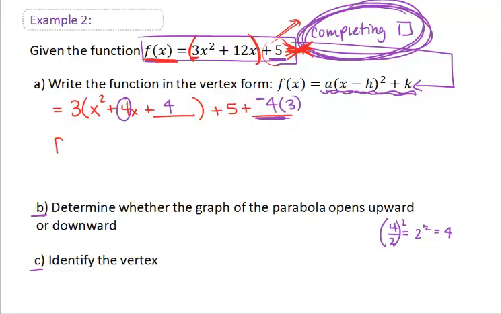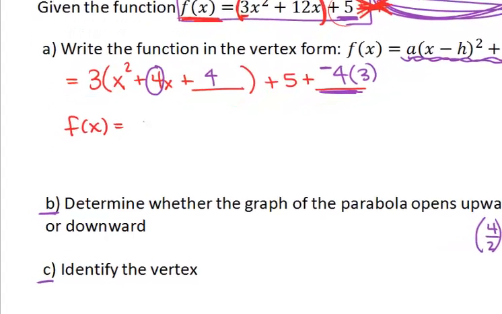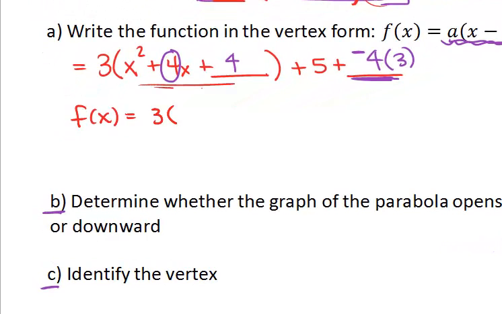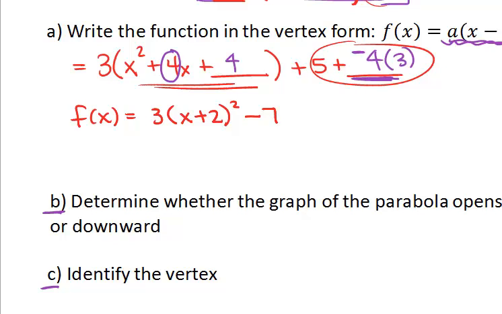So my function is going to read 3 times, now I factor this parentheses, it's going to factor as something squared, so x plus 2 quantity squared. And on the right, I have 5 minus 12, which gives me negative 7. Once I compare that with my generic vertex formula, that's going to give me my most important thing about the graph.